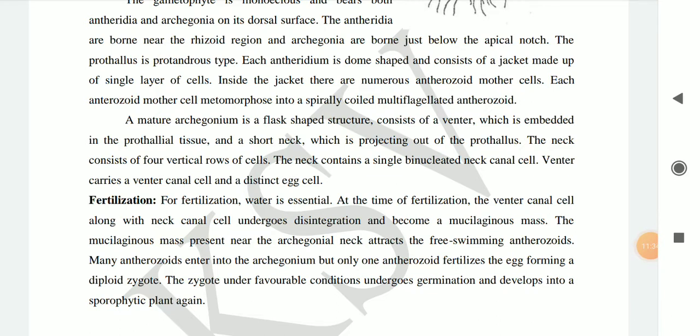So this is a complete general account of the Pteris: the general characteristics, classification, and structure, the morphology of the Pteris, the TS of rhizome, the TS of the prothallus, the TS of the sporophyll, and the reproduction, that is the spore formation and the life cycle of the Pteris. So this is how you can understand the concept of Pteris.